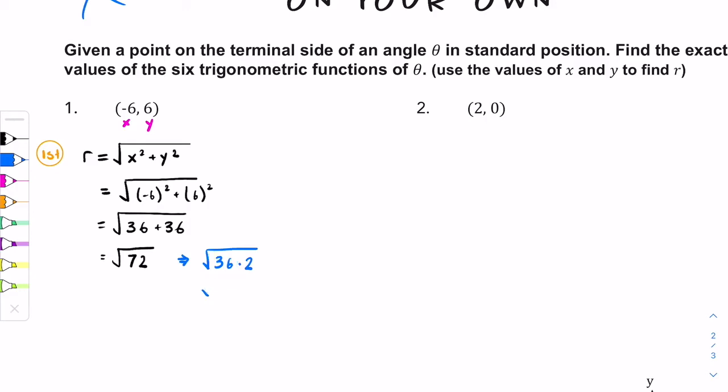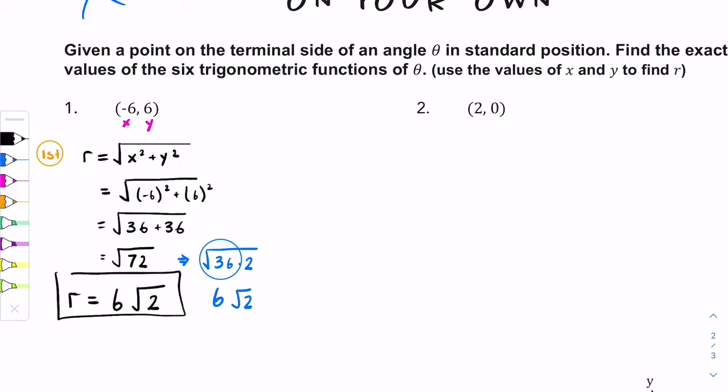Oops, hold on. The square root of 36 is 6. Left over is the square root of 2. That is your r value. So the square root of 72 is not a perfect whole number, but we can simplify it to 6 times the square root of 2, which is what we need to do.